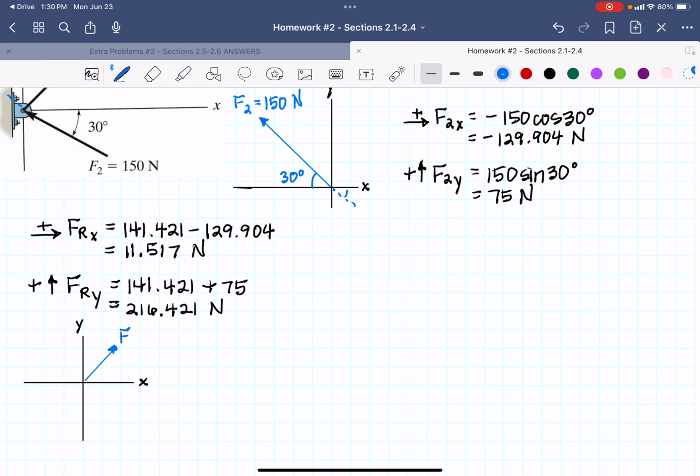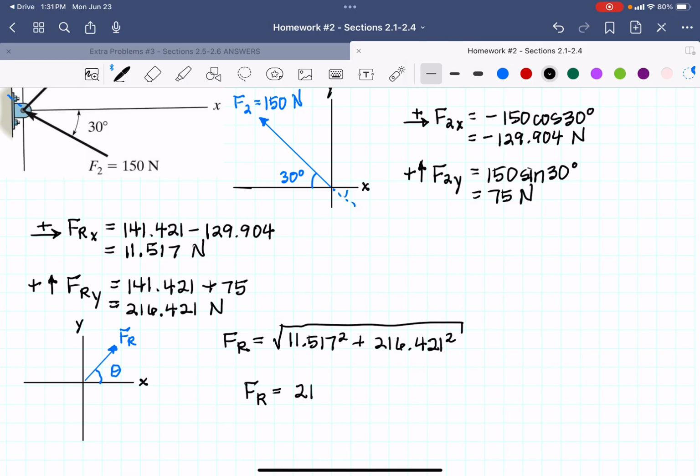That's going to be my F of R, which means my theta is going to be from the positive x-axis. So to find the magnitude, I'm going to take the square root of the x squared plus the y squared, 11.517 squared plus 216.421 squared. Take the square root of that, which is going to give me FR equals 216.727 newtons. So that's part of my answer.